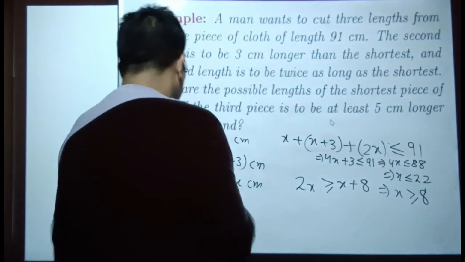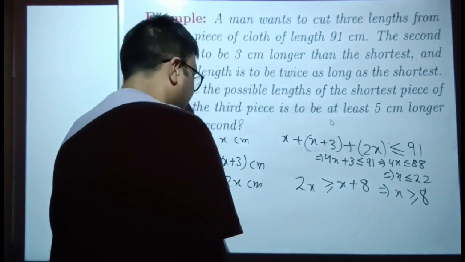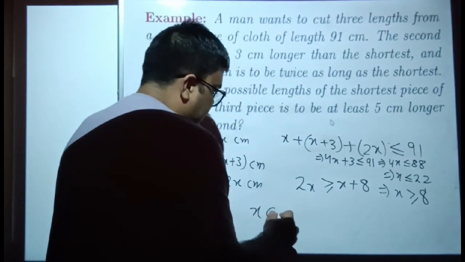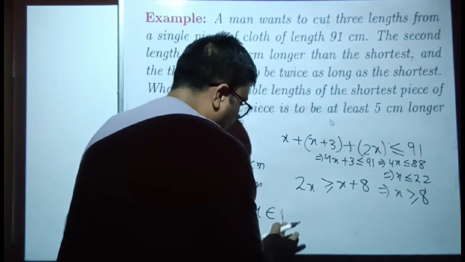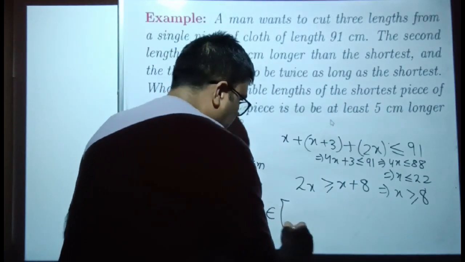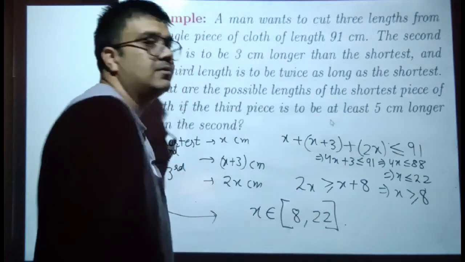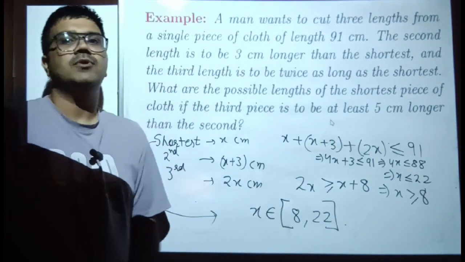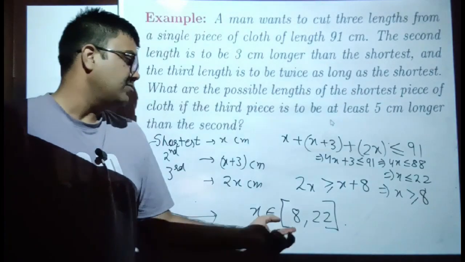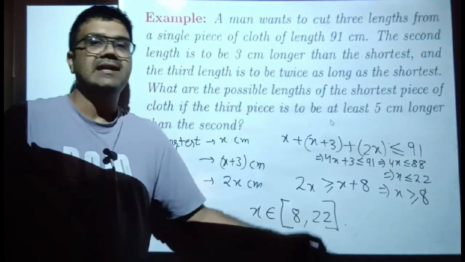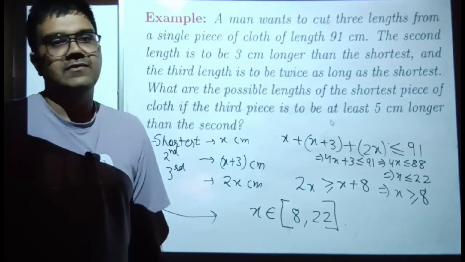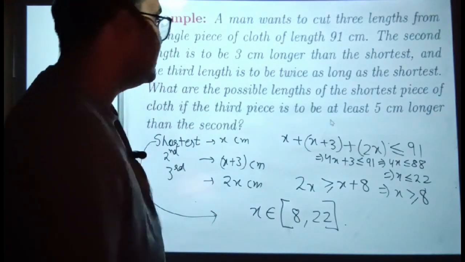It means that the shortest length x belongs to both the intervals, they are closed, that belongs to [8, 22]. That is, the length can be between 8 and 22. Both 8 and 22 are inclusive. So these are the possible lengths that we can have.